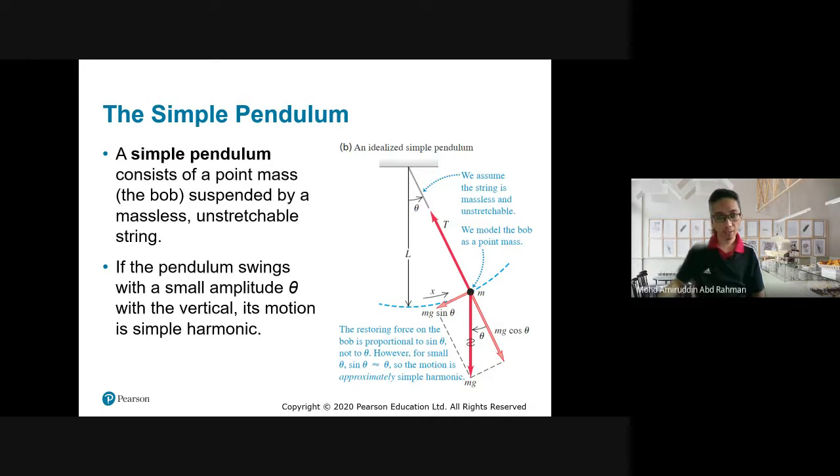And then you look at the force diagram over here. This is important. You have the mass, and then you have the tension, the force acting on the string. And then you have the weight mg, and this is the component of that: mg cos theta and mg sin theta. So that's basically the force acting on the pendulum.